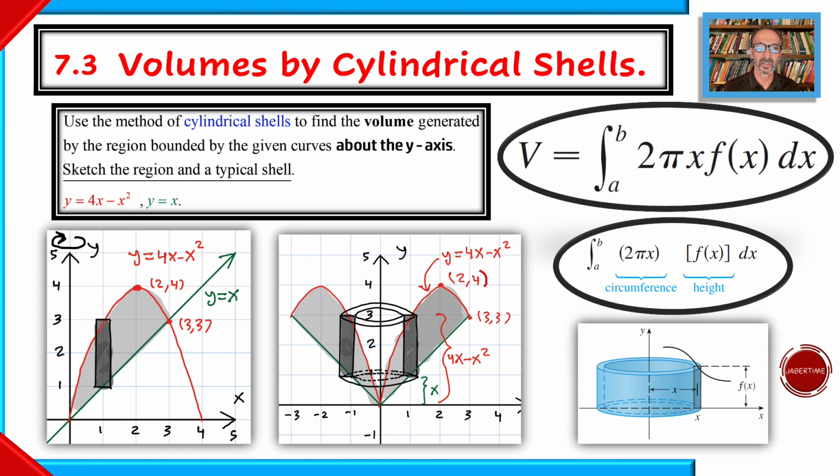Today I'm going to go over volumes by cylindrical shells. The cylindrical shell is shown right here from our example, and in general, sitting on the x-axis, its volume is the circumference times the height with the thickness dx or delta x. 2 pi r is the circumference times the height, usually f of x, and the thickness delta x becomes dx once we take the limit.